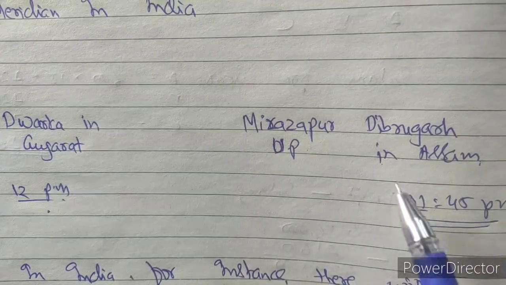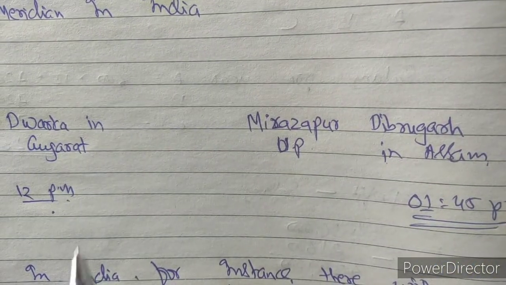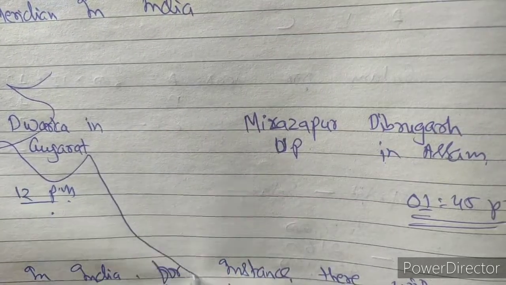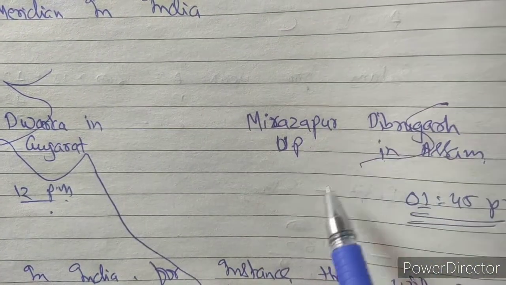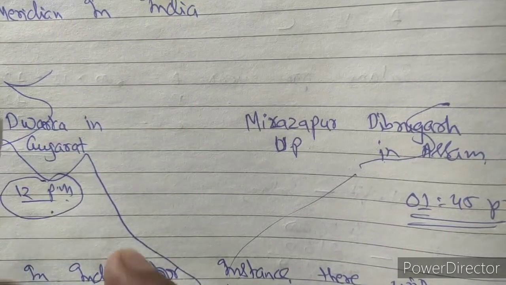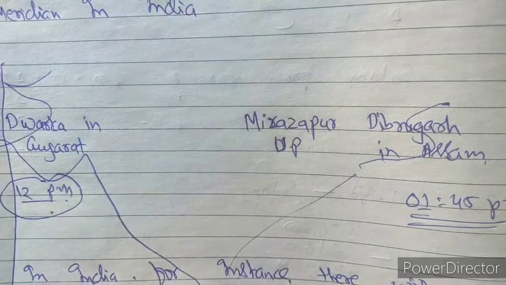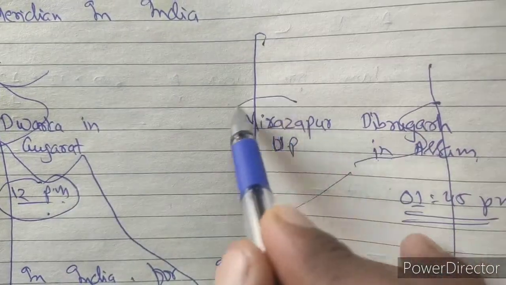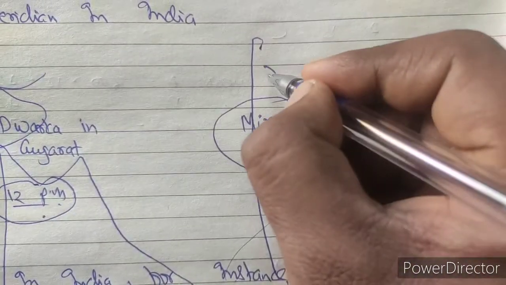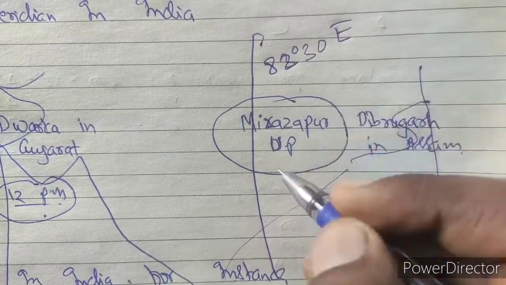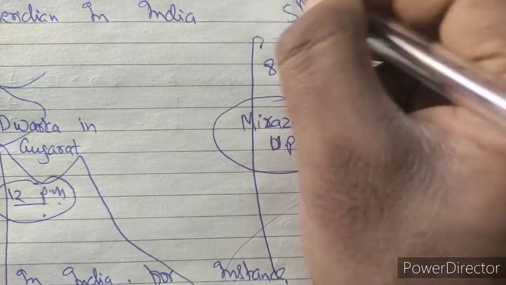in Dibrugarh, Assam. Suppose this is the Gujarat area and this is the Assam area. From Gujarat, if it is 12 p.m., this is one standard meridian, this is another standard meridian, and this is the central standard meridian which passes through Mirzapur, UP. This is 82 degrees 30 minutes east, and this is the standard meridian of India.